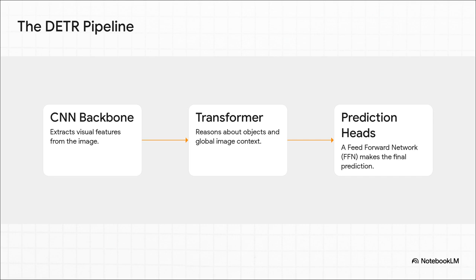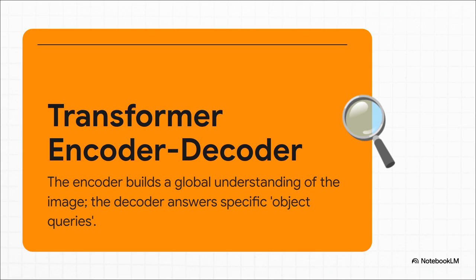That's it. Now, the transformer is the real star of the show here. It's the brain of the whole operation. Its self-attention mechanism lets it see the entire picture at once to understand relationships. The first part, the encoder, kind of looks at the whole scene and asks, what's going on here in general?